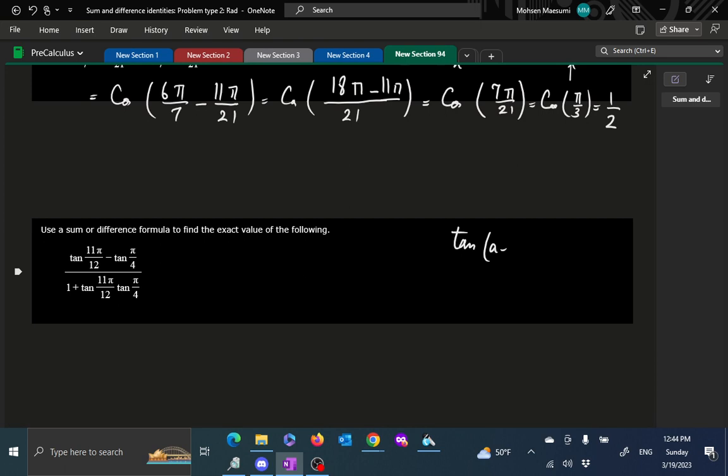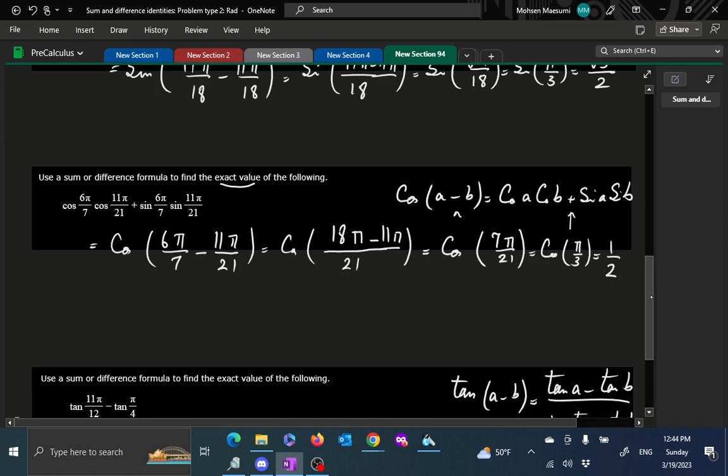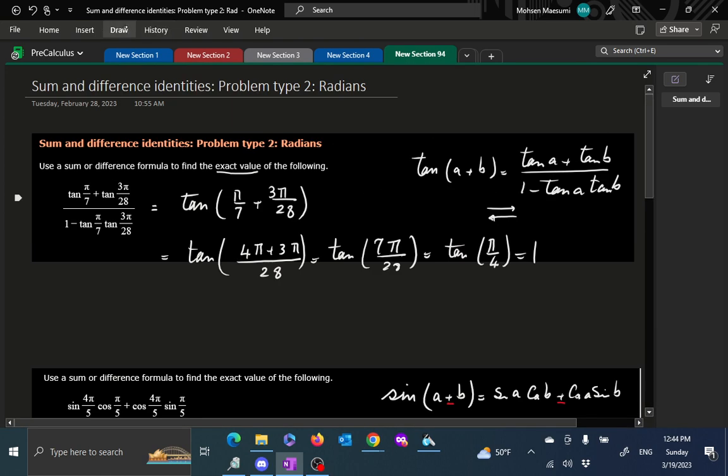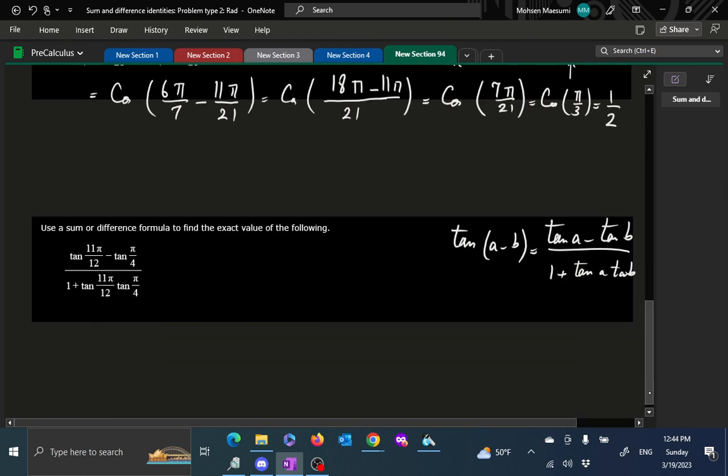Tangent of the difference of the two angles is tangent of A minus tangent of B over 1 plus tangent of A tangent of B. We saw that at the beginning for the case of the sum. If you want to write it for the difference, this is minus, and then this one is plus. So the convention is that the operations you see in white and the operations you see in red are tagged to each other.